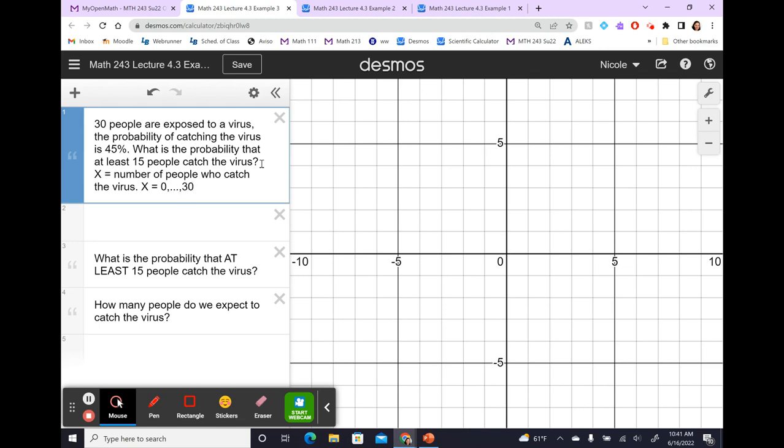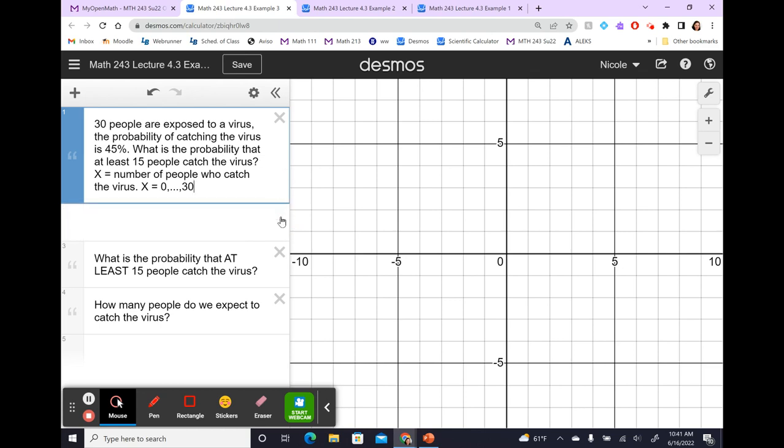So x is a random variable. It's going to be the number of people who catch the virus. It ranges in values from 0 to 30, from very lucky, no one got it, to very unlucky, every single person got it. And it is binomial because you have a success, you caught the virus, or you have a fail, you didn't catch the virus. All right, so we're going to use binomial distribution for this.